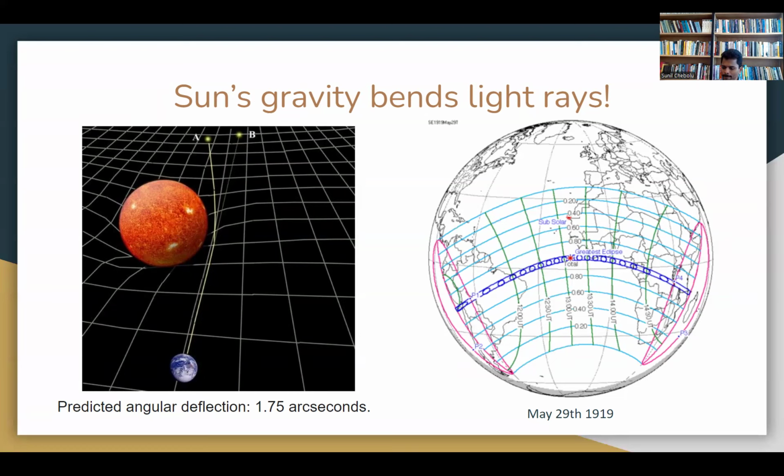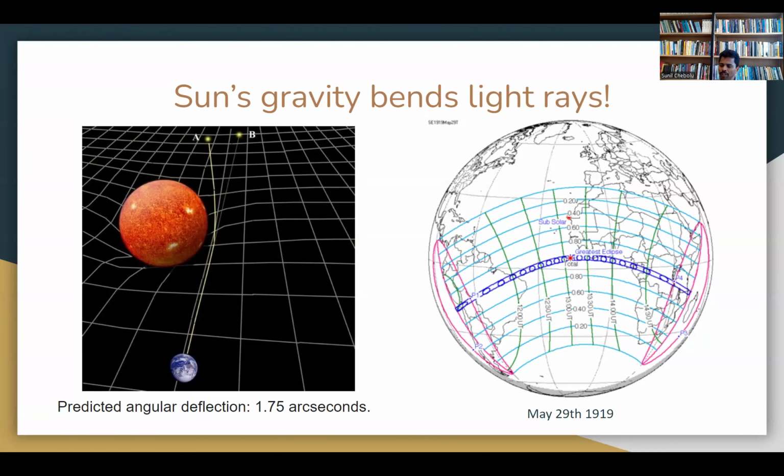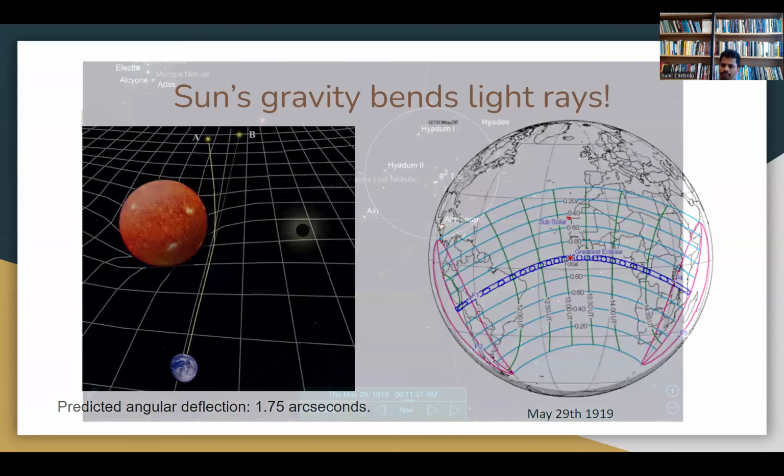And people waited for the eclipse of 1919, that was the best time to make this observation. So things were delayed during World War I. So after the war, on May 29th, 1919, people waited for the total eclipse to do this experiment.